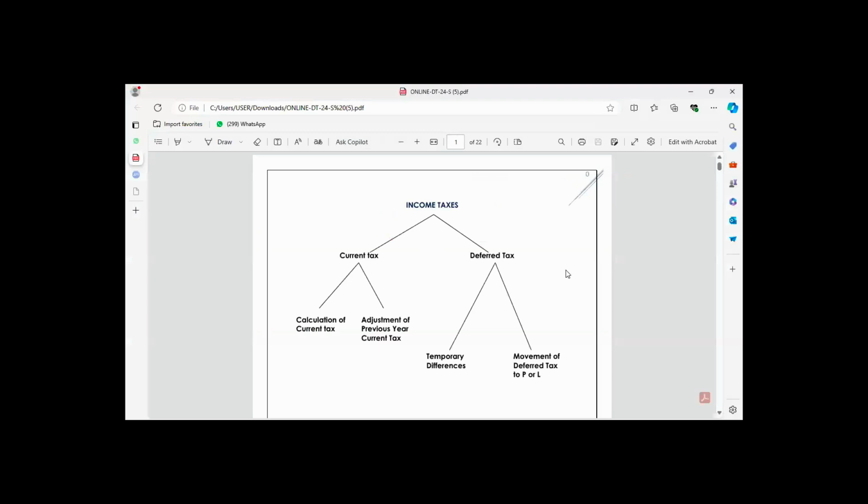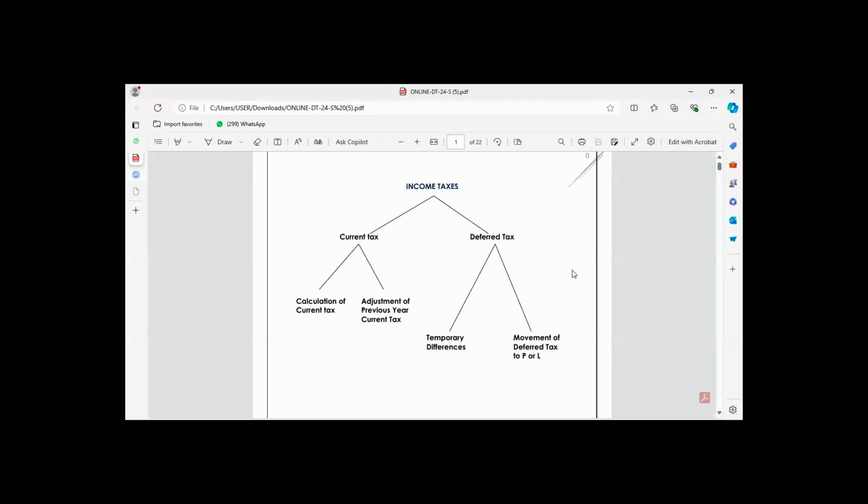This is it. Income tax is about two things, current and deferred. For current tax, how do we calculate current tax? Including the adjustment of the previous year's current tax. Deferred tax is about temporary differences and movement in deferred tax to P or L from the temporary difference, which I will show you.